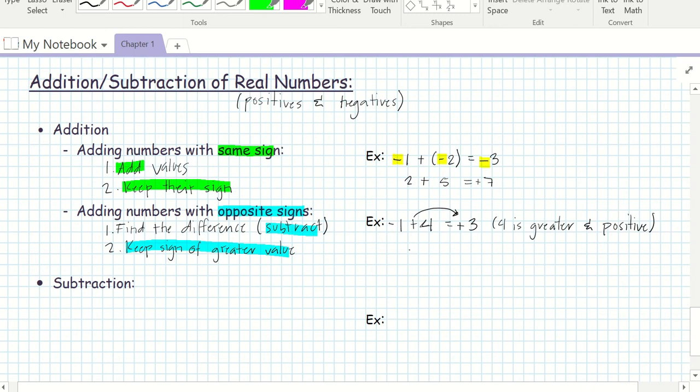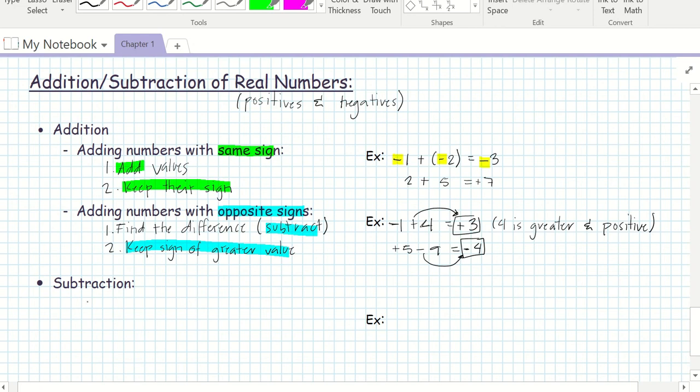Okay? Or let's say we have 5 minus 9. 5 will be a positive. We don't see the positive right here, so I'm going to go ahead and put it. So we have a positive 5 and a negative 9. Opposite signs, different signs, so find the difference. The difference between 9 and 5 is 4. But because 9 is greater and it's negative, this is going to be a negative 4. So we subtracted values and kept the sign of the greater. Okay? We put the negative.